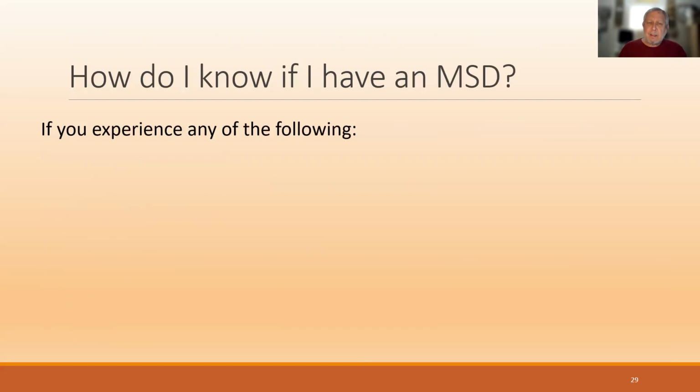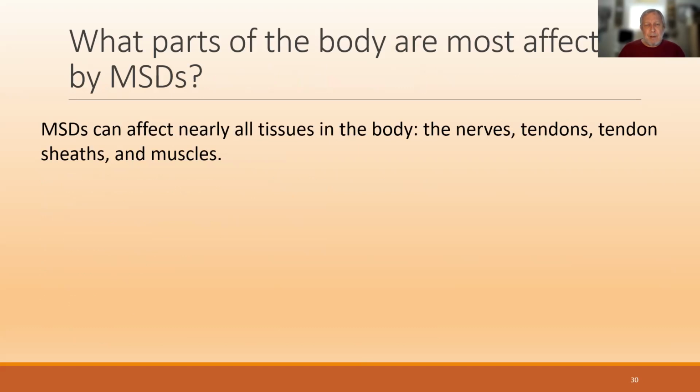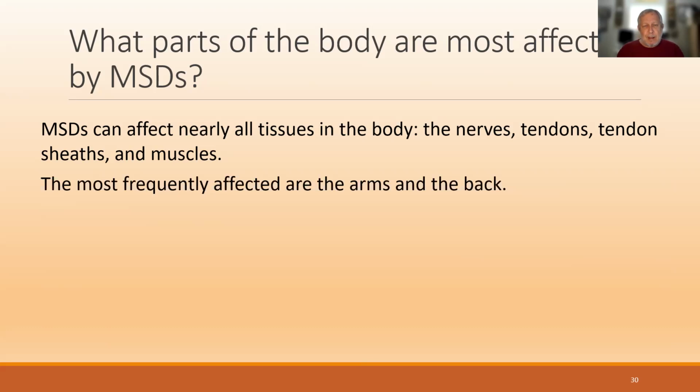How do you know if you have an MSD? Do you experience any of these? Numbness in your fingers or your thighs, difficulty moving your fingers, stiff joints, back pain. MSDs can affect nearly all tissues of the body: nerves, tendons, sheaths, and muscles. The most frequently affected are the arms and back, because that's what you use most of the time when you're working.